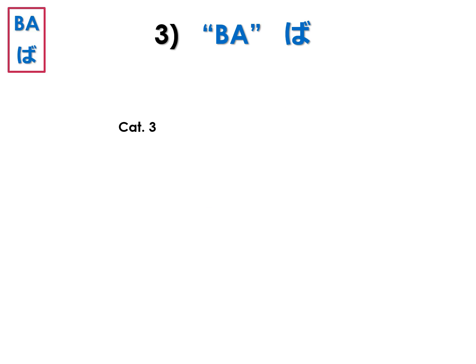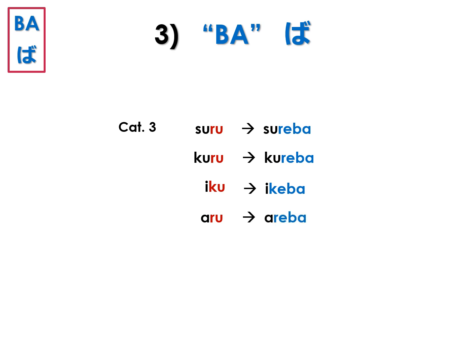As for the 5 commonly used irregular verbs, here is how they change. Suru to do becomes sureba. Kuru to come becomes kureba. Iku to go becomes ikeba. Aru to exist for inanimates becomes areba, and the verb to be da becomes de areba.